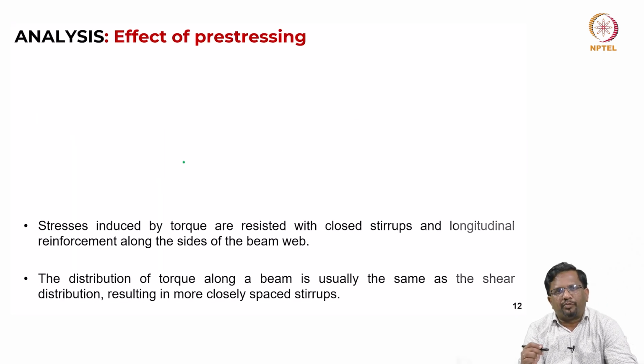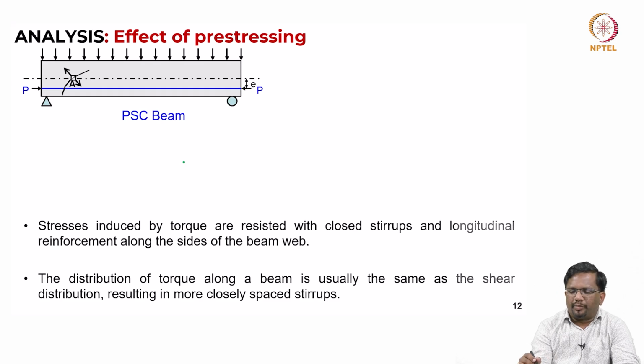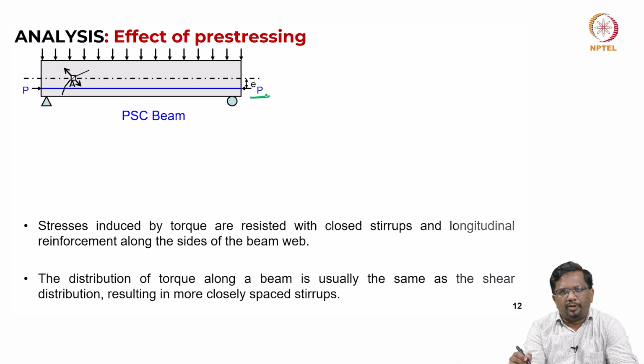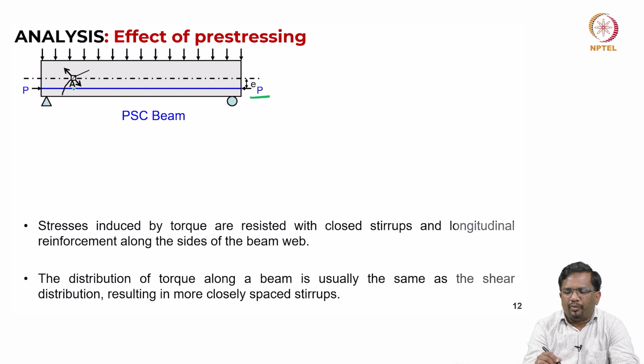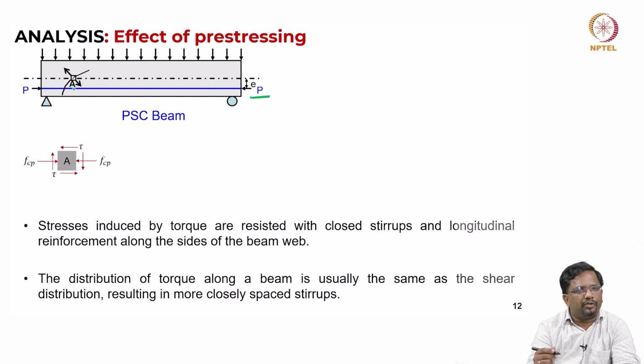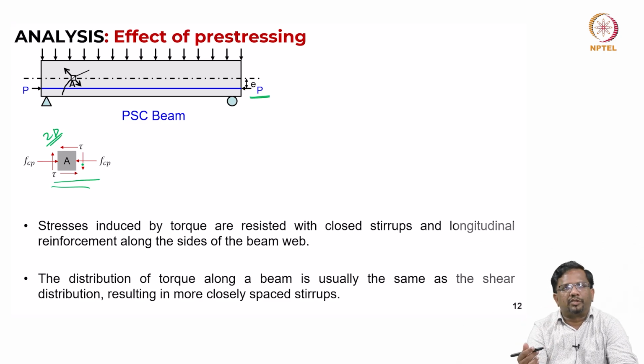Now, what is the effect of pre-stressing? Let us see, I take a pre-stressed concrete beam and it is subjected to, let us say, a concentric cable profile like this, and it is at an eccentricity e. If you take a small element A and look at the stress distribution, we have seen that in shear as well. Torsion, as I said, this is a 2D element, and torsion you have to look at in 3D. So, instead of a square element, we look at a cube element and look at the stress distribution, but the fundamental concept is the same.